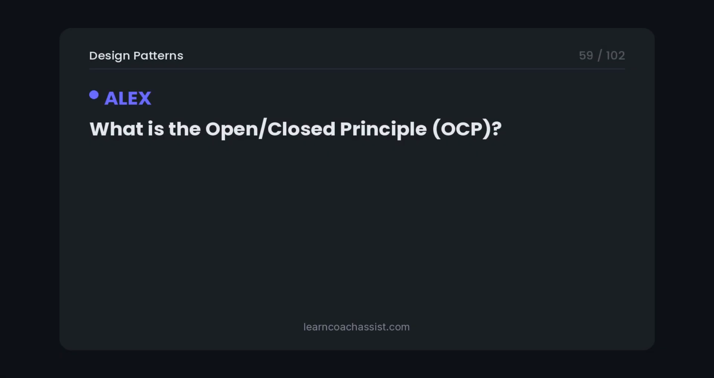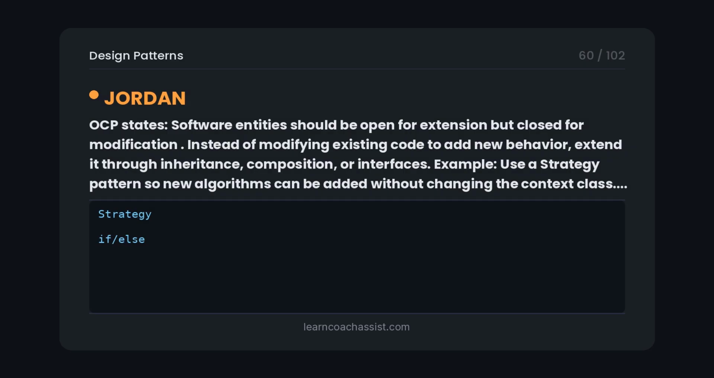What is the open/closed principle, OCP? OCP states software entities should be open for extension but closed for modification. Instead of modifying existing code to add new behavior, extend it through inheritance, composition, or interfaces. Example: use a strategy pattern so new algorithms can be added without changing the context class. Violation: adding if/else branches every time a new type is introduced.